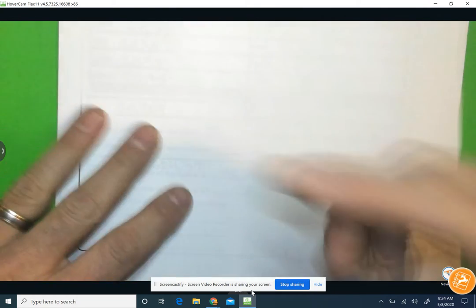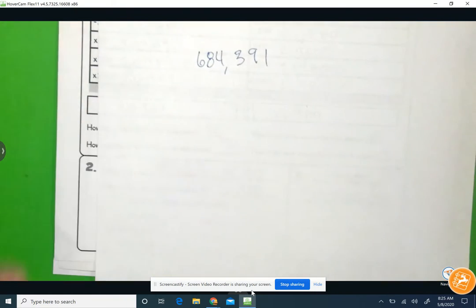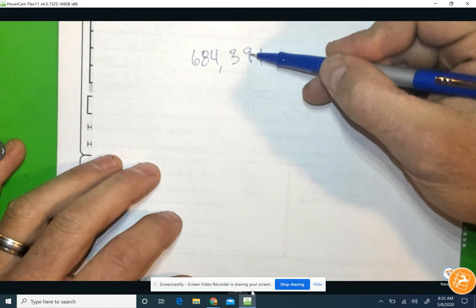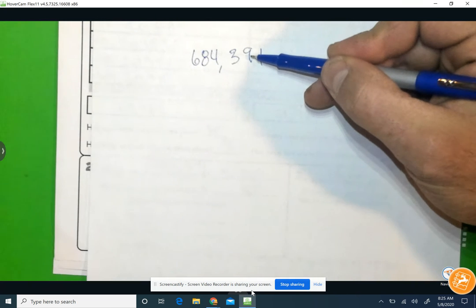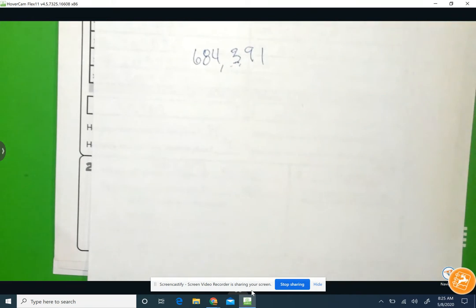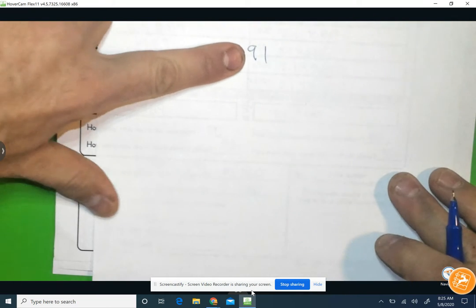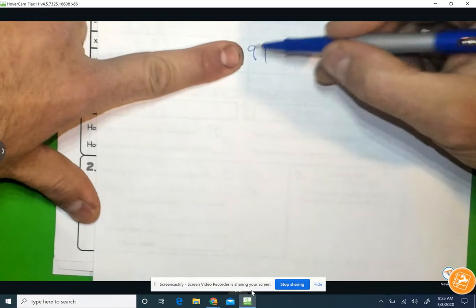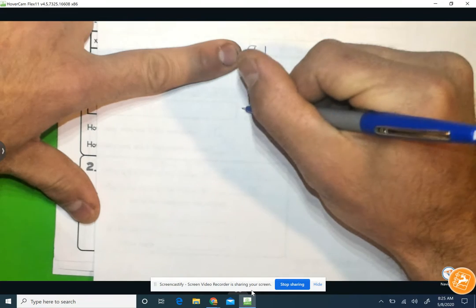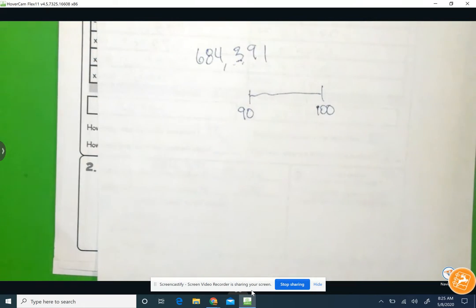Tens place, 684,391. We want to round this number to the nearest tens place. What are we doing? Well, we're looking at the 9 because that's the number that we are deciding what to do with. Is it closer to 90, or is it closer to the next 100 up, which is 400? So let's take a look. We are going to cover up this number, and what we see here is 91. Now, our only options are 90, and essentially adding 100 to it, or making this 400.